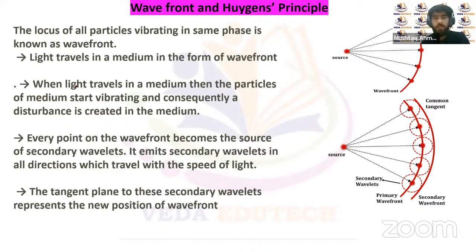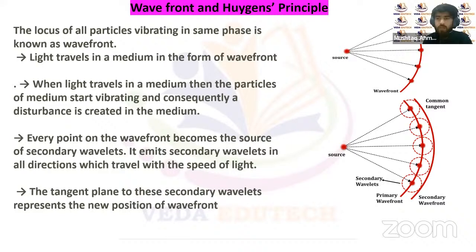And he said that light travels in the form of a wavefront in a medium. When light travels in a medium, the particles of the medium start vibrating, and consequently a disturbance is created in the medium. According to Huygens principle, light requires a medium to travel. Huygens said that every point on the wavefront becomes the source of secondary wavelets.